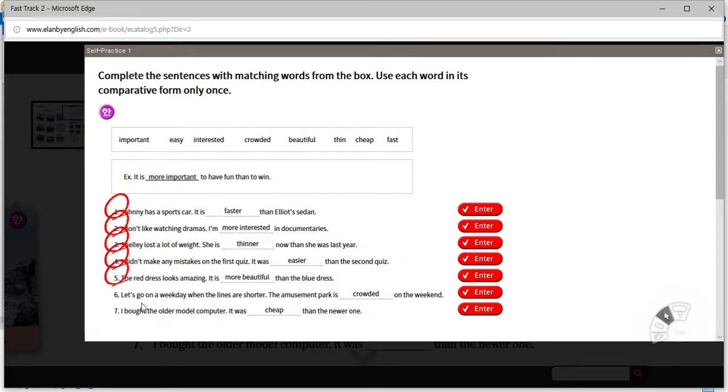More beautiful. 6, let's go on a weekday when the lines are shorter. Huh? I don't understand. Weekday? It's Monday to Friday? Lines? Okay, I mean lines or lineups. Okay, people are in a line to go inside somewhere. Okay. Here we go. The amusement park. Okay, so they're at an amusement park, maybe like maybe a water park, or maybe Everland up in Yongin. So that's where they are.